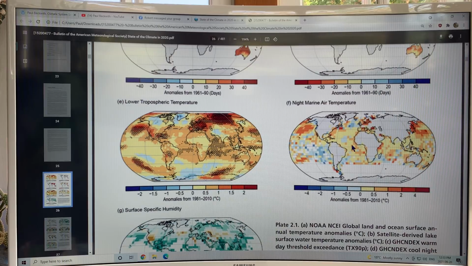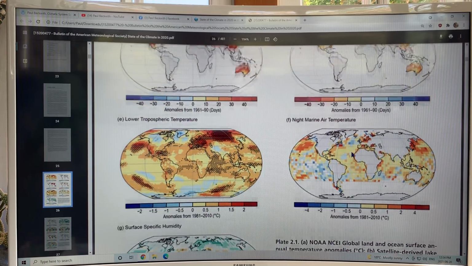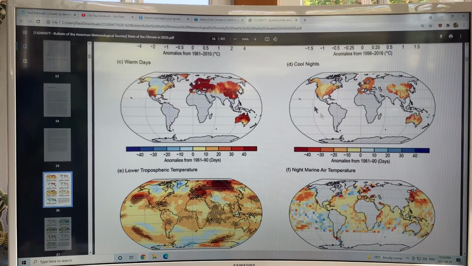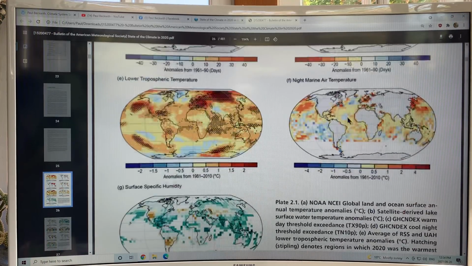Okay, another thing to look at, this is a recent metric that they're just starting to look at in the BAMS report, the Bulletin of the American Meteorological Society. What you can see here is the night marine air temperature, and these are anomalies in the night marine air temperature. So how much is it cooling off over the oceans at night? This is the cool nights. This is over land, and this is over the ocean.